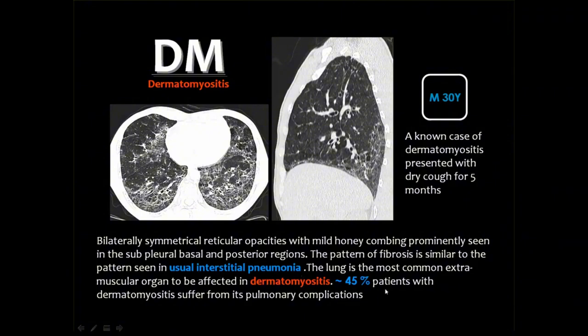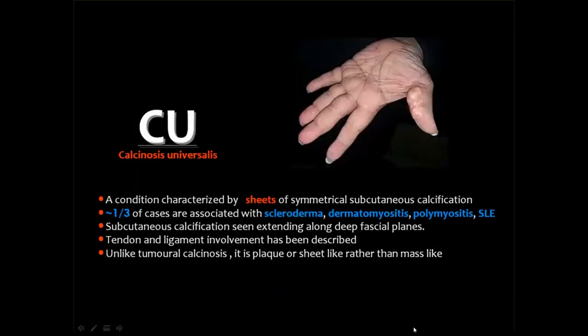pneumonia, which means that there are extensive interstitial opacities with honeycombing and traction bronchiectasis, and this may be seen in about 45% of patients with dermatomyositis. And calcinosis universalis means that you have calcium in the skin or the subcutaneous tissues and also in the muscles. And then 1/3 of these cases are associated with scleroderma, dermatomyositis, polymyositis, and systemic lupus erythematosus.